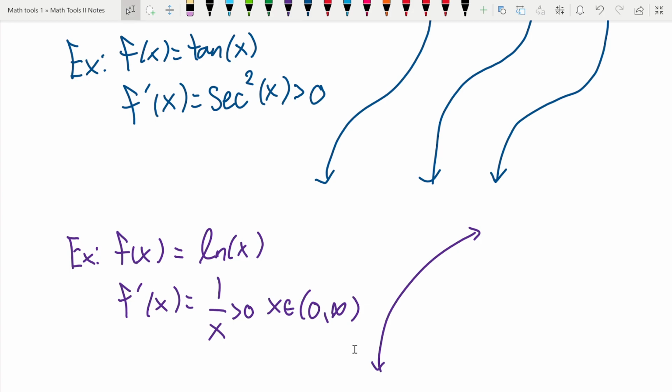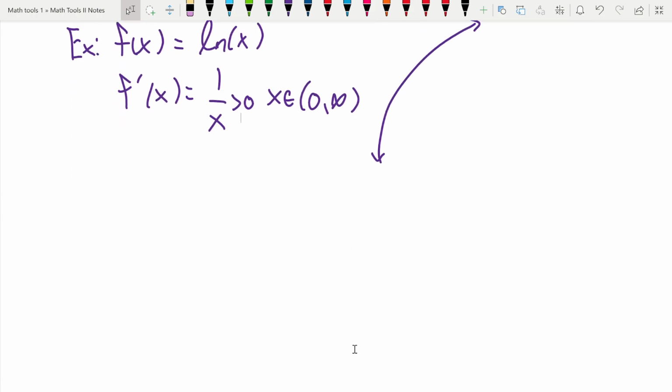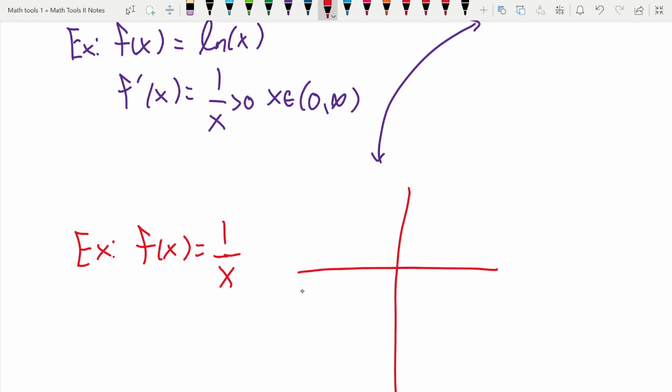All right, what about a function that's always decreasing? Okay, what about, for example, 1 over x? This function is always decreasing, right? If we look at the graph of this, it looks like this, where it's flat and then it goes down towards infinity. And then on the other side of 0, it's also going downwards. So it's always decreasing. Again, informed by the derivative, where this is negative 1 over x squared.